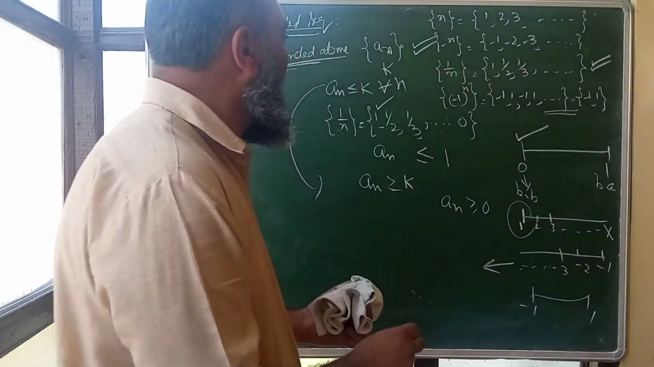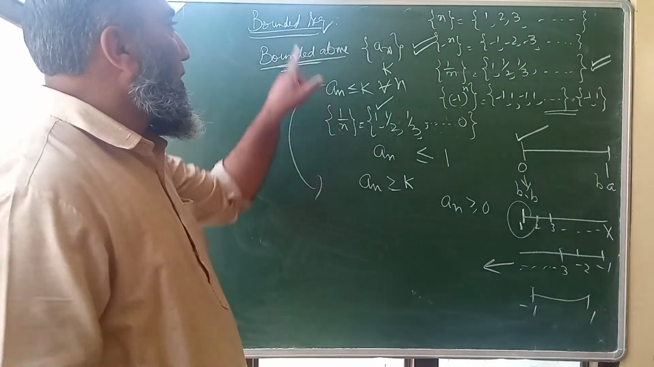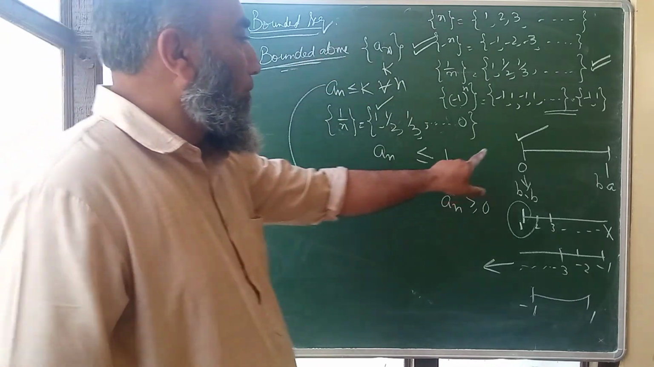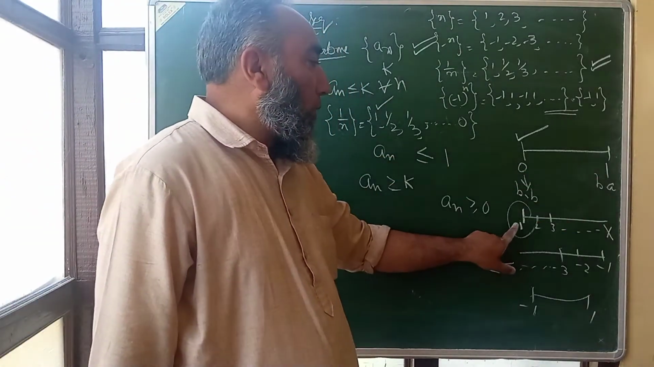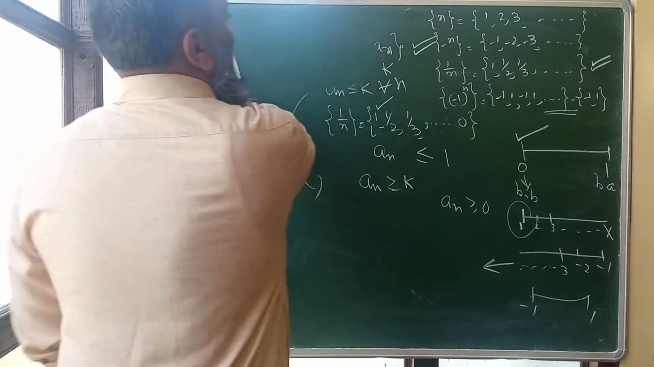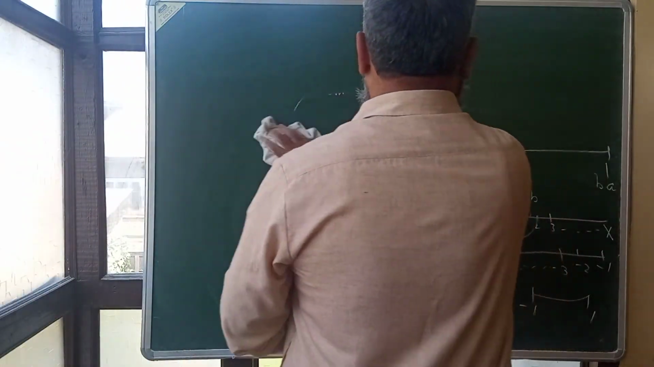Okay. So this is the bounded sequence: bounded below, bounded above. Bounded below, bounded above. Let me take up two more examples so that it will be clear to you.